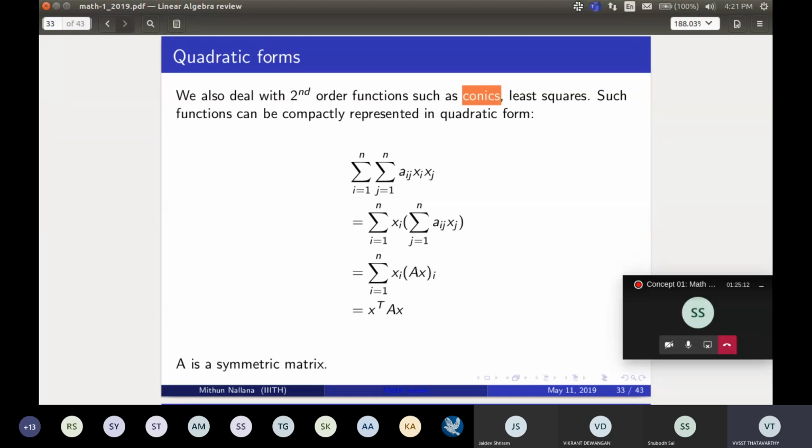So that is the importance of these symmetric matrices. You have a polynomial like xi xj, which represents x square here if i equals j, and you take the product of them. So x square plus y square plus 2xy is one such second order function. So you can represent this particular equation in matrix form. How do you do that?